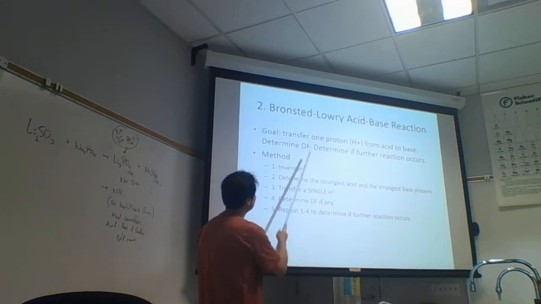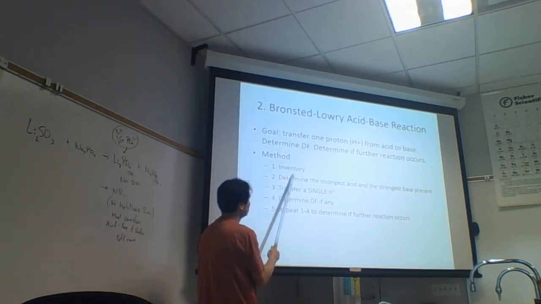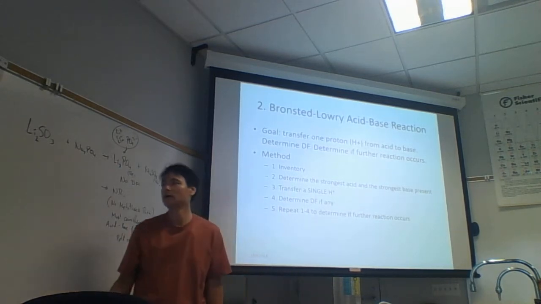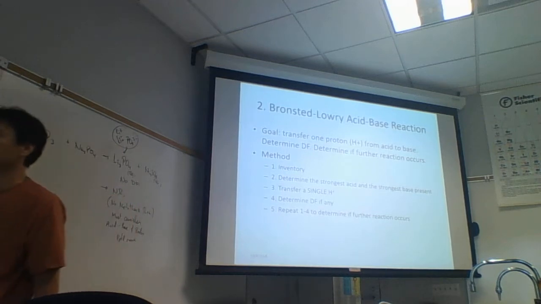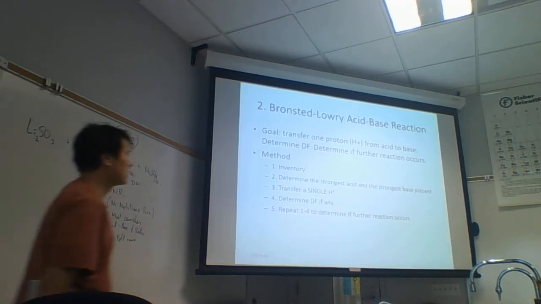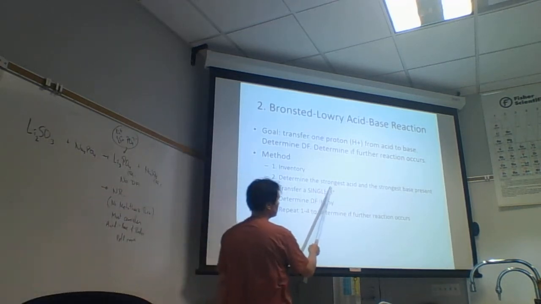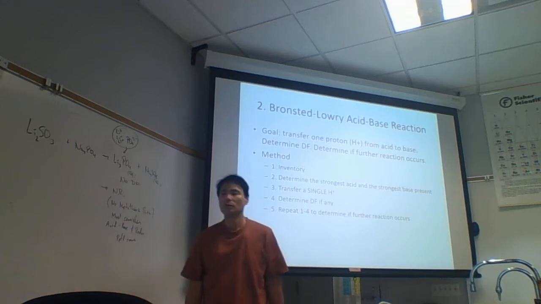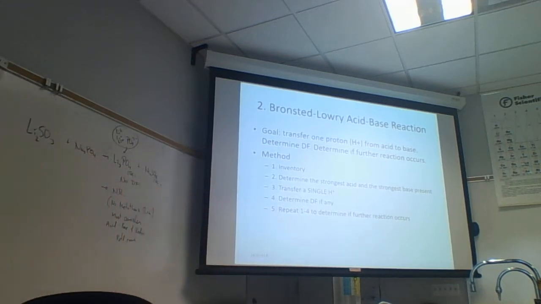And so the general method for acid-base reactions is we inventory it. Inventory is just pick out the major species in solution. Here, that's called an inventory. And then we determine the strongest acid and the strongest base present. In order to determine the strongest acid and the strongest base present, we go to the acid-base chart.